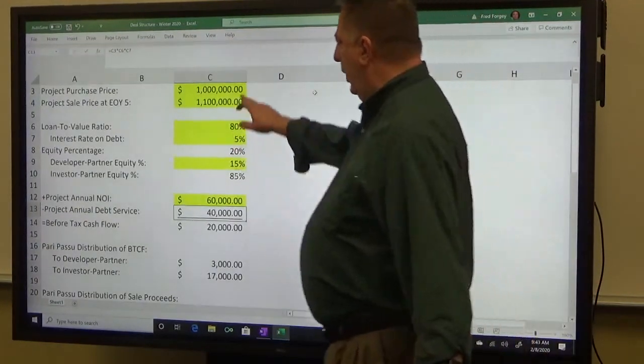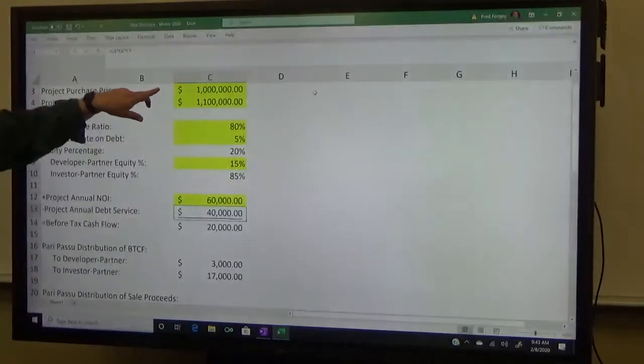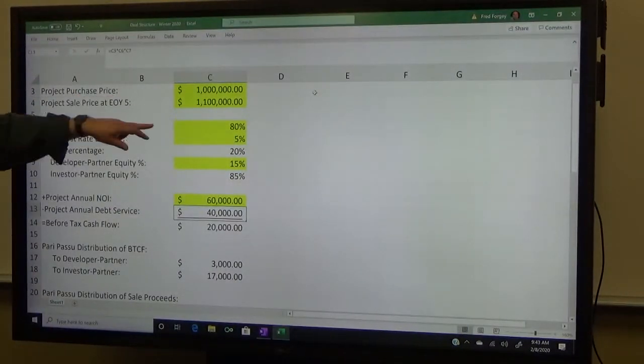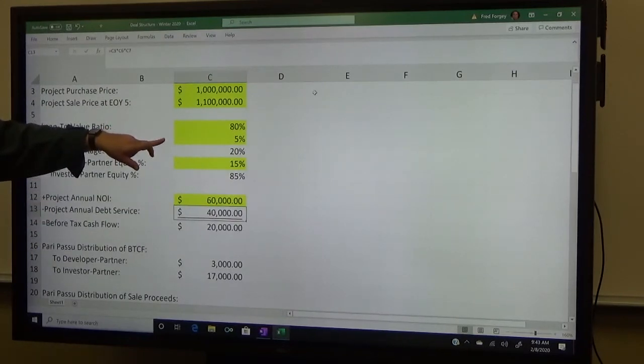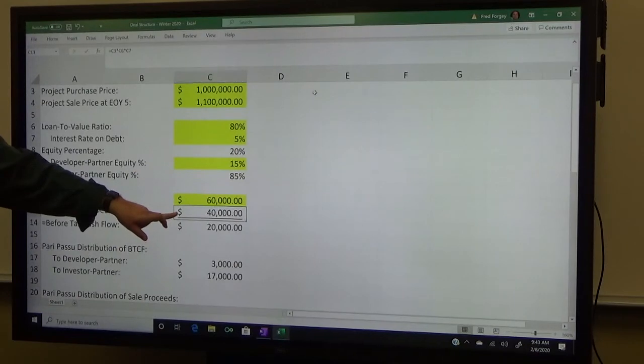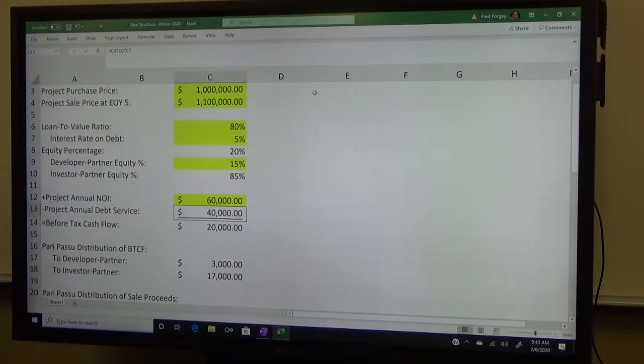$1 million is your purchase price. 80% loan to value, so that means 800,000. 800,000 times the interest rate of 5% is 40,000. That's just the interest expense, or debt service, on an annual basis, interest only. Everybody with me?